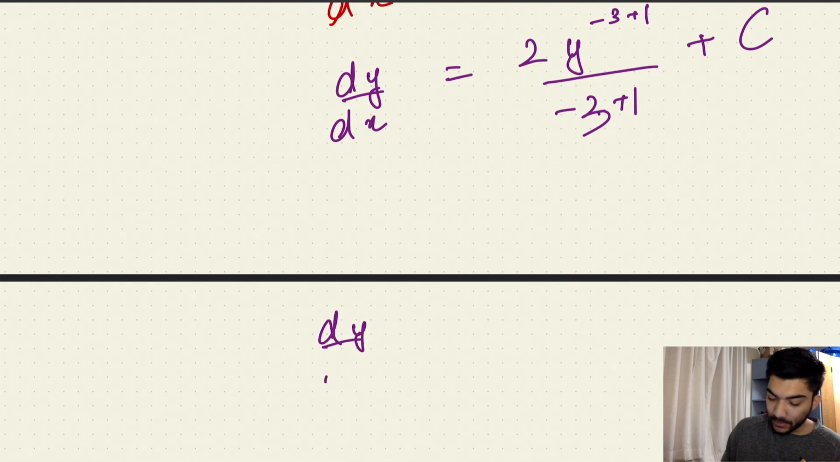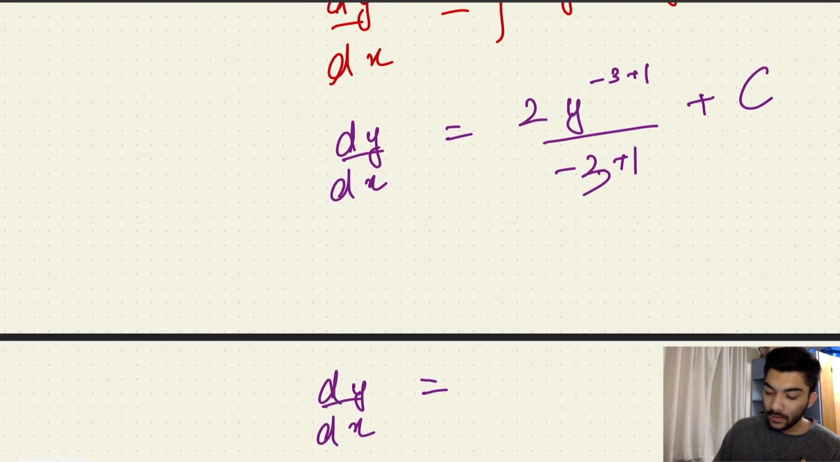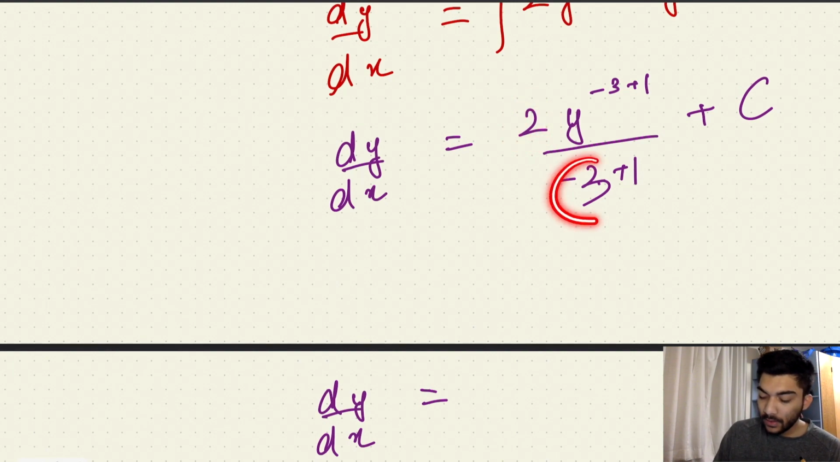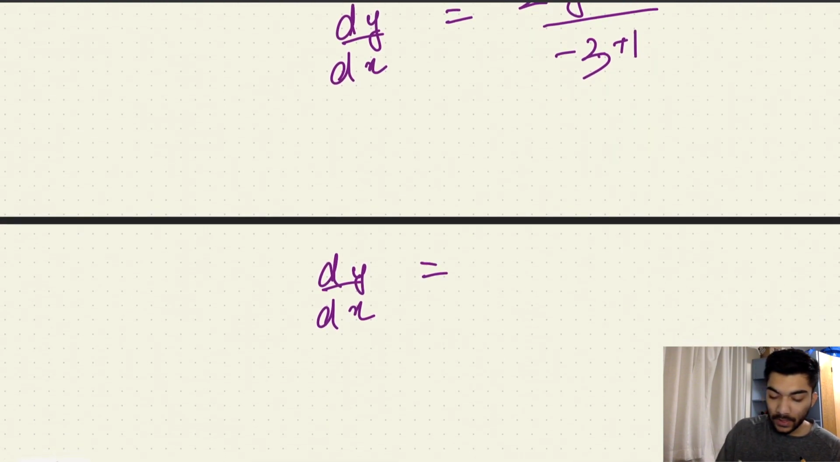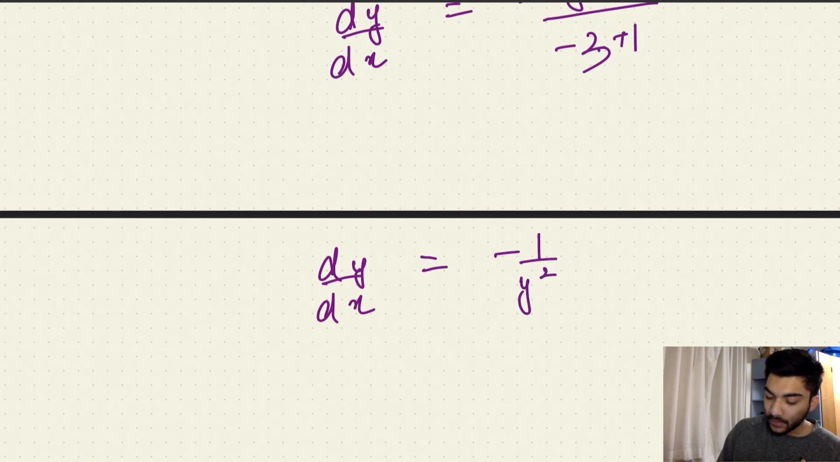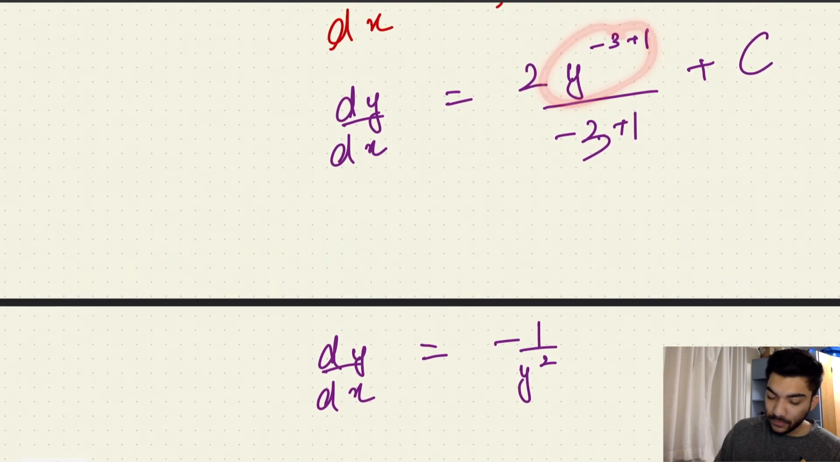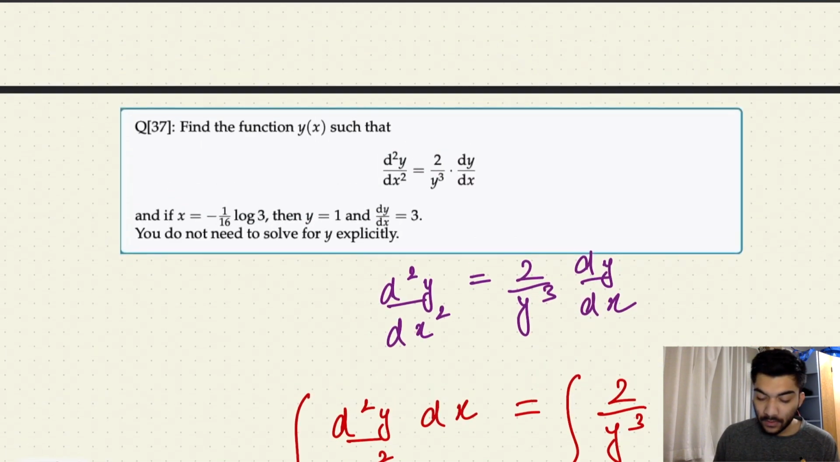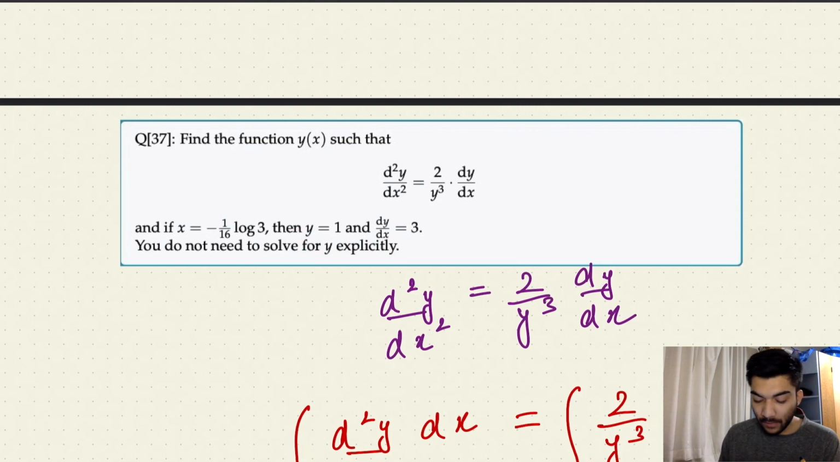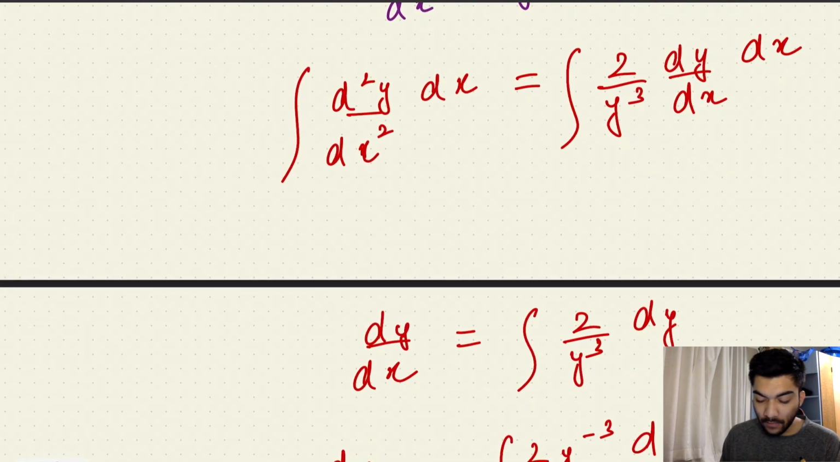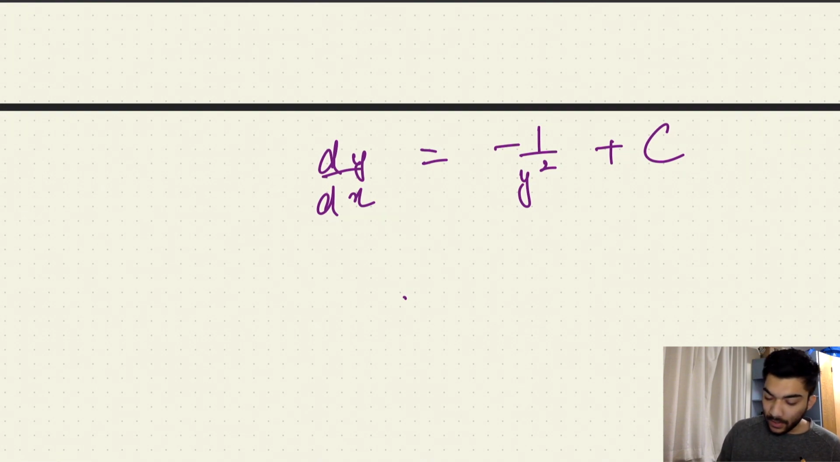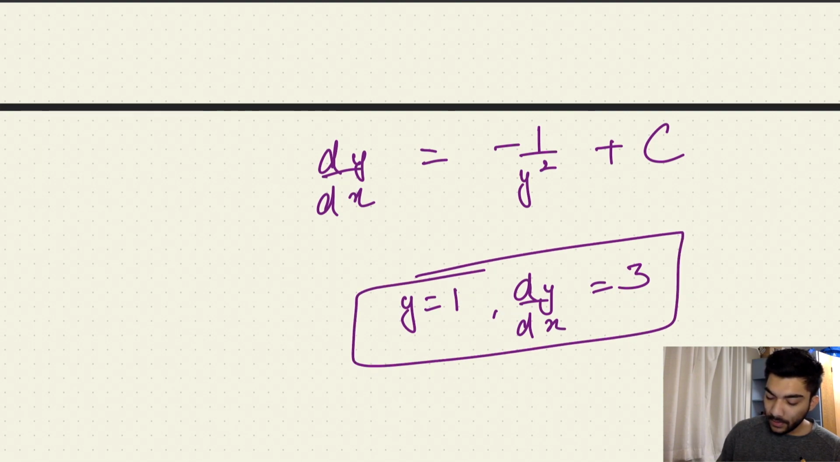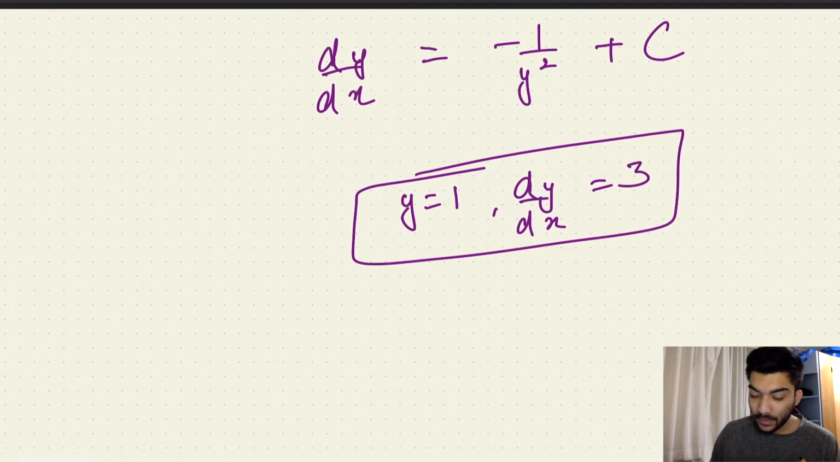So our dy by dx will simply be equal to, this is 2 in the numerator and this is minus 2 in the denominator. So we'll get minus 1 by y square, because this is y to the power minus 2. And we'll also have the constant of integration over here, right? And now for solving this constant of integration, we have been given this initial condition. We have been given that when y is equal to 1, dy by dx equals 3. This is the condition which has been given to us already.